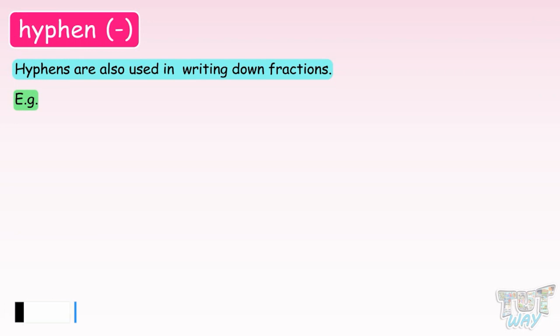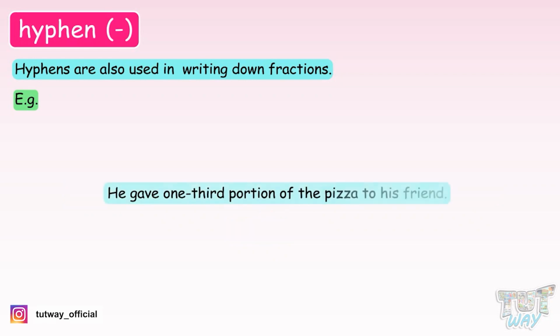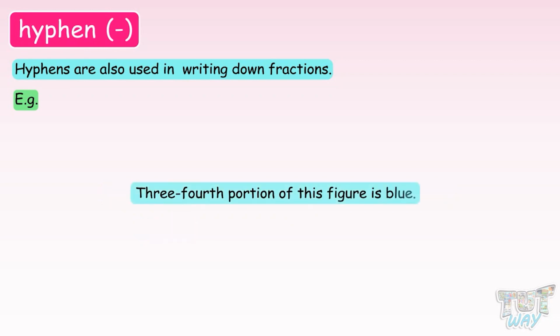Let's see. She has painted more than 1-4 of the wall with red color. Here we have used hyphen to write a fraction, one-fourth. He gave 1-3 portion of the pizza to his friend. Here we have used hyphen to write a fraction, one-third. 3-4 portion of this figure is blue. Here again, fraction is written with the help of hyphen.